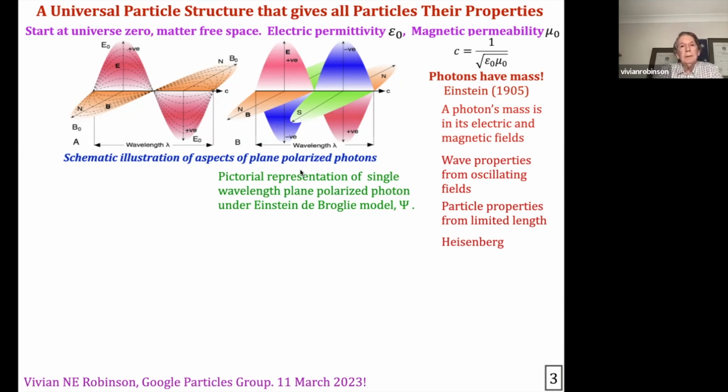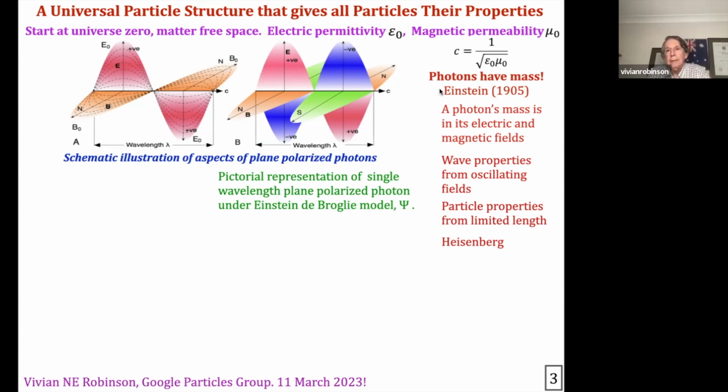So you could consider this a pictorial representation of a single wavelength, plane polarized photon under the Einstein de Broglie model. It's what they call psi, their wave function. And as Maxwell's equation said, this whole structure then moves at the speed of light, c, given by 1 over the square root of epsilon naught mu naught.